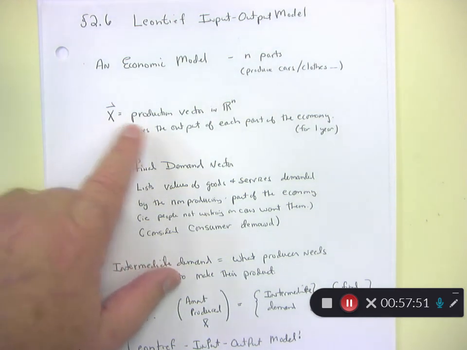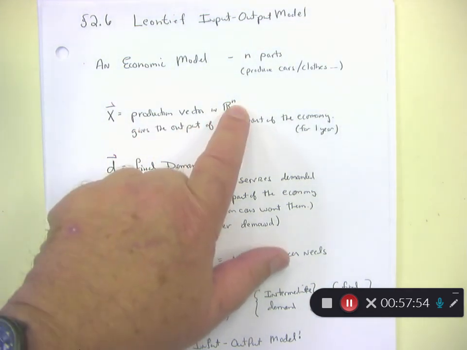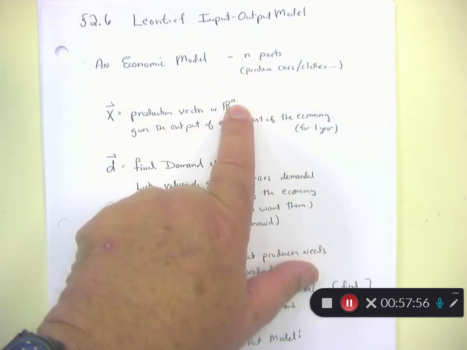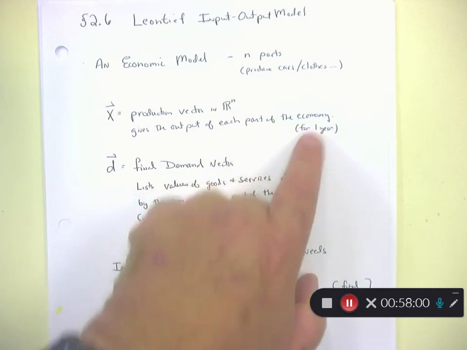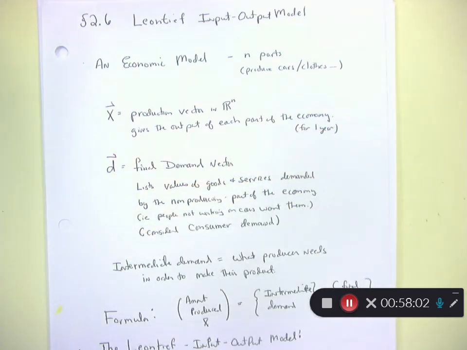The X vector is the production vector in Rn, for those n parts. This gives the output of each part of the economy. Typically, we do this for one year. So again, this is an economics problem, looking at it from a one year perspective, and you've got n parts of this thing.